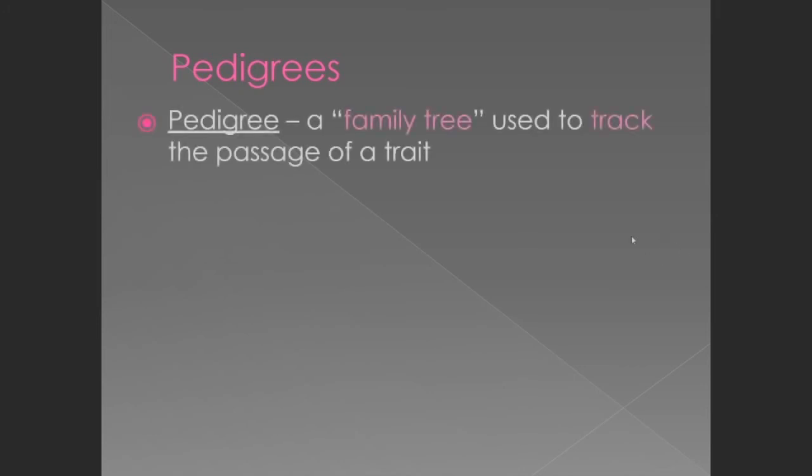So moving on to pedigrees. When you hear the term pedigree, the first thing I think of are dogs, because a lot of, especially show dogs, they talk about how good their pedigree is, which is referring to their family and what their family line looks like. You also may hear about it in terms of racehorses or things like that. So to simplify it down, a pedigree is just going to be a family tree, and it's used to track the passage of a trait.